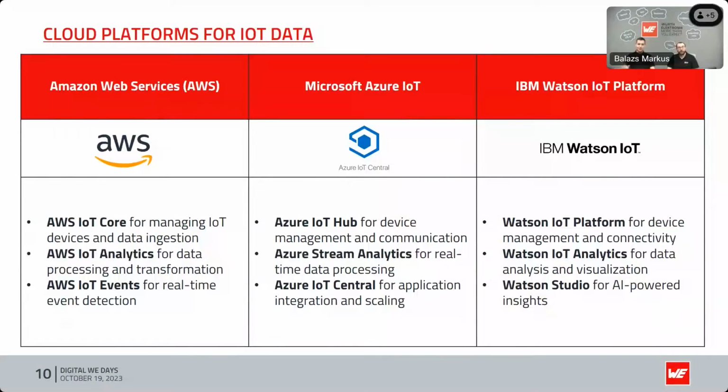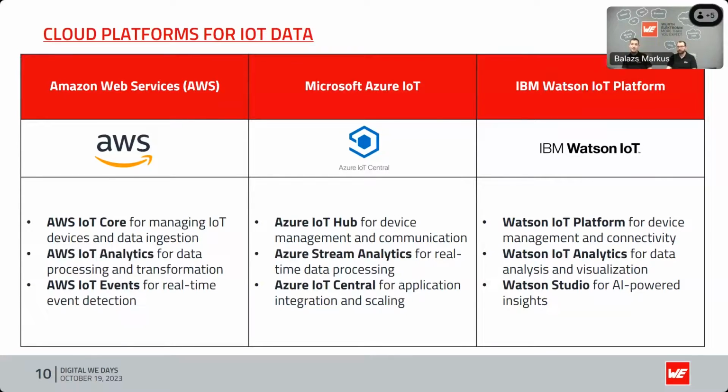So now onto the platforms where all this data is stored and processed. We said that we're going to mention some examples. There are leading cloud platforms like AWS, Azure, and Watson IoT. These platforms offer a myriad of services designed for handling IoT data. They provide secure and scalable solutions, enabling seamless integration with various IoT devices and applications.